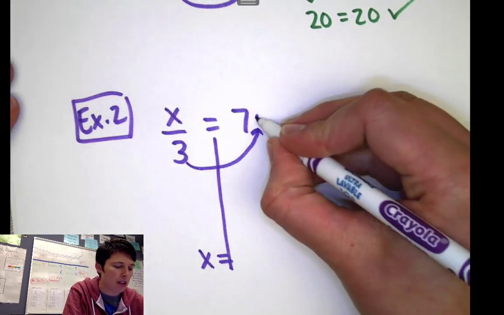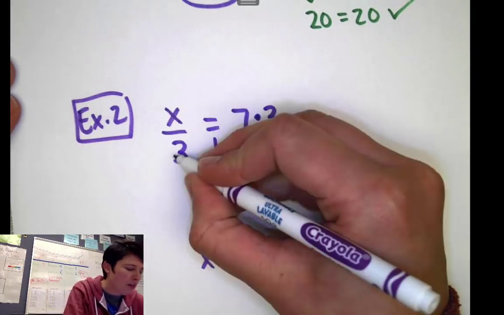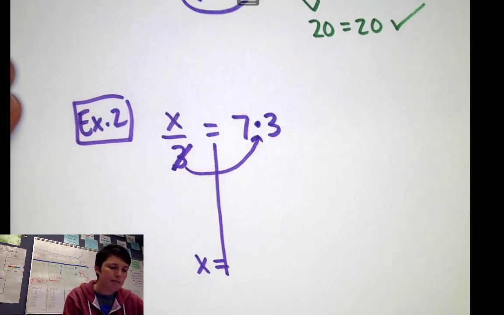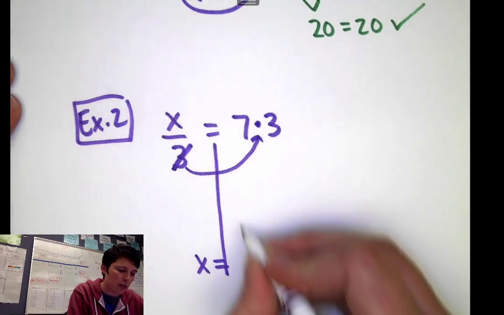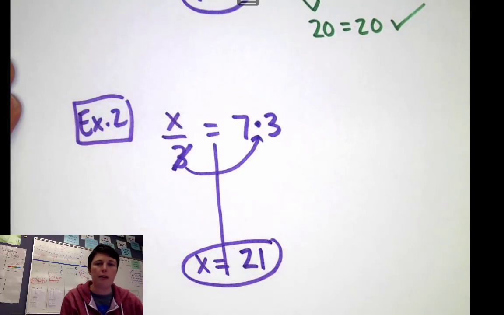So I'm going to multiply the 3 over to this side. I'm going to do 7 times 3. That'll move this and get it out of the way. So 7 times 3 is 21, and I have my answer. X is equal to 21.